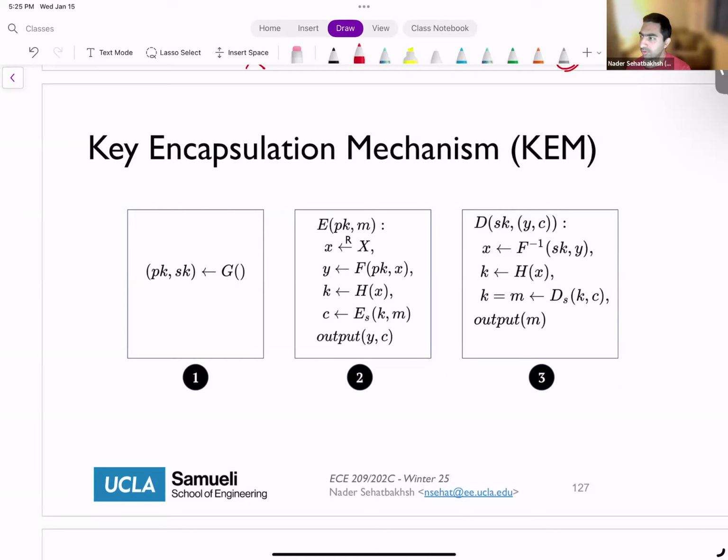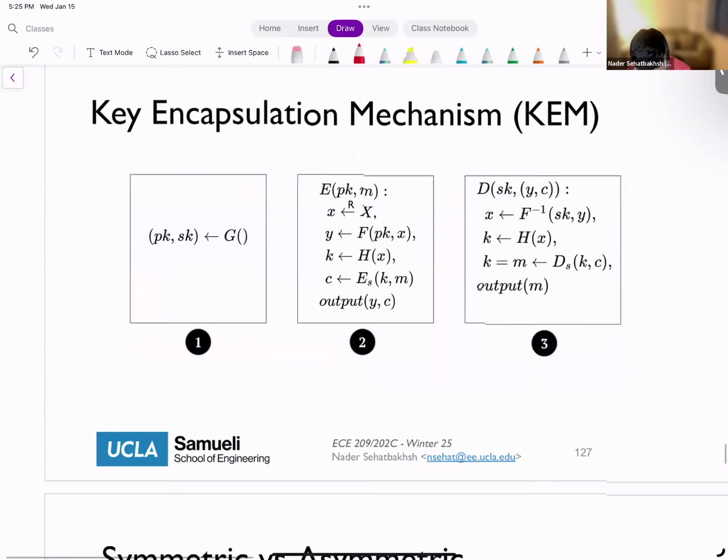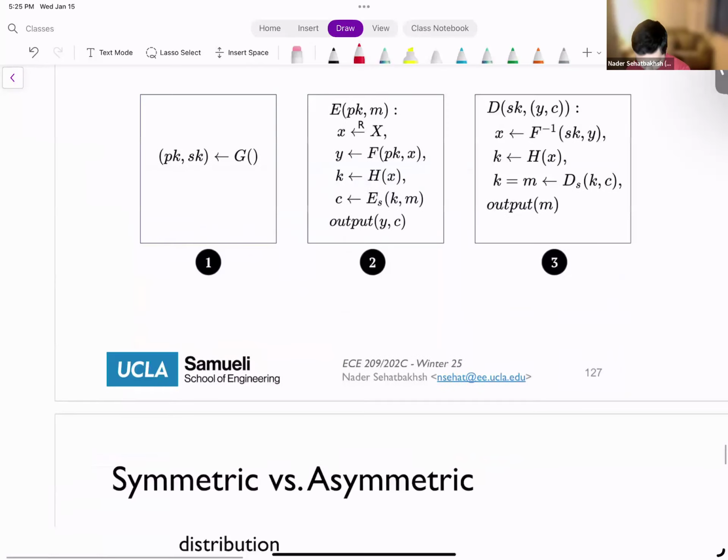Any other questions for this key encapsulation mechanism, RSA in general, or anything in between that we discussed so far? Okay.